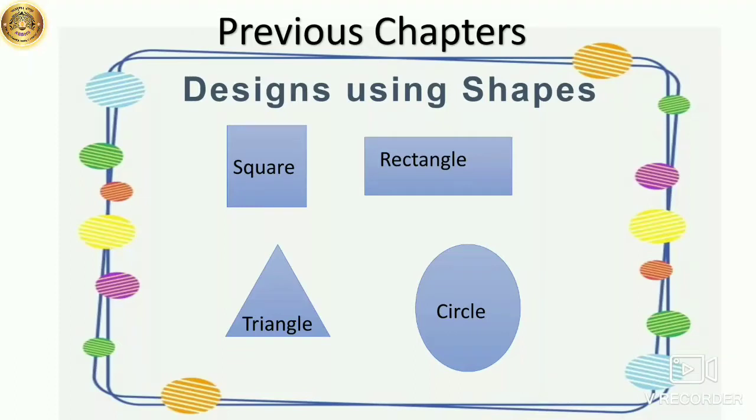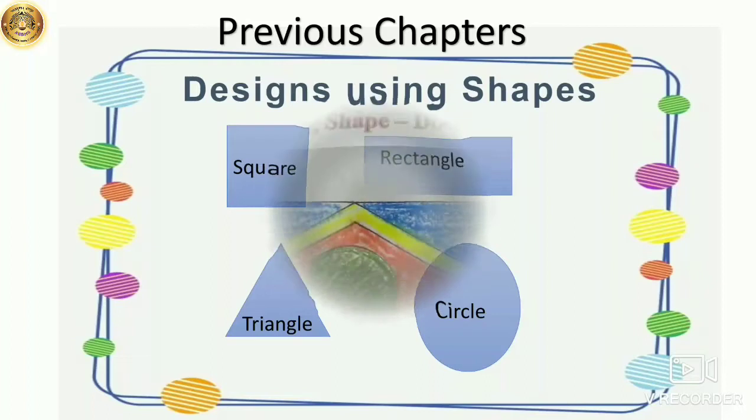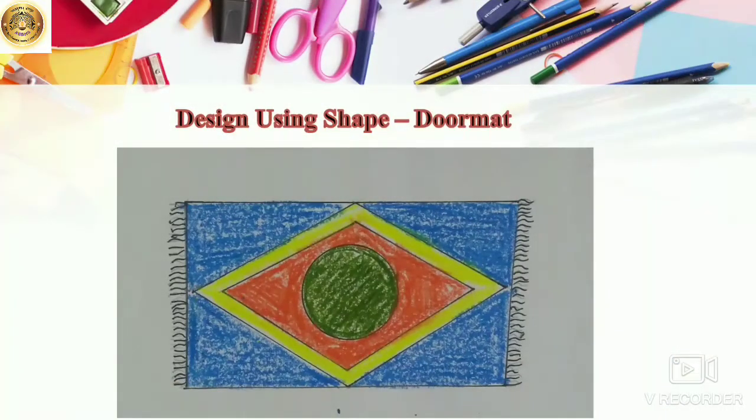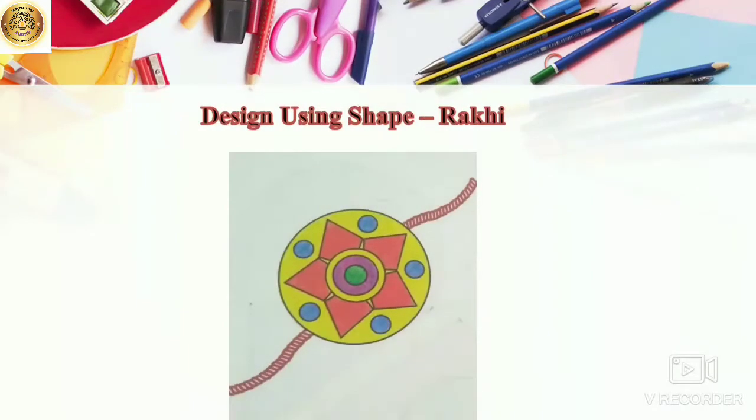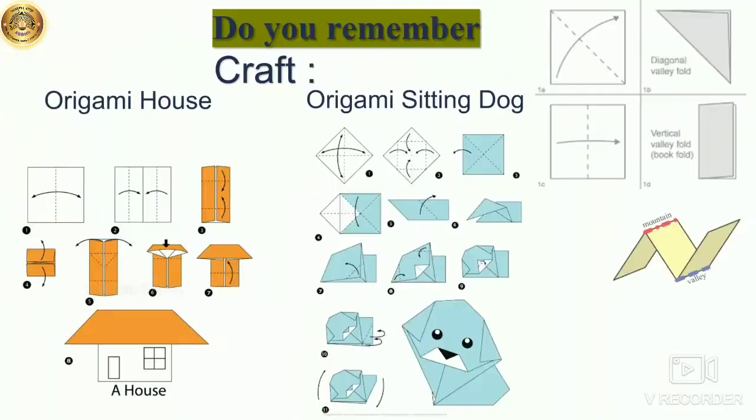So kids, first let's revise our chapters. Design using shapes, in which we used basic shapes such as square, rectangle, triangle and circle to design a doormat, and also we designed a rakhi using shapes. We even learned craft, which was origami house and sitting dog, in which we learned basic folds, mountain fold and valley fold. Do watch these videos again.